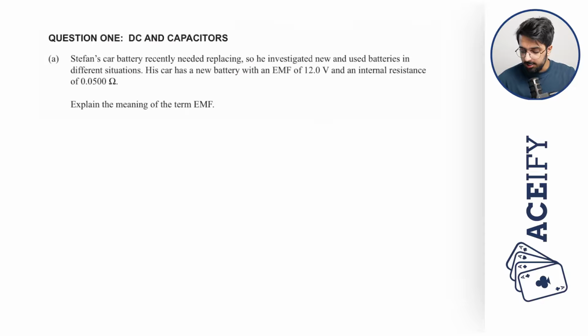Stefan's car battery recently needed replacing, so he investigated new and used batteries in different situations. His car has a new battery with an EMF of 12 volts and an internal resistance of 0.05 ohms. Explain the meaning of the term EMF. Alright, so EMF is the voltage across the terminals of a battery or a power supply when no current is flowing. And so you can write that in.